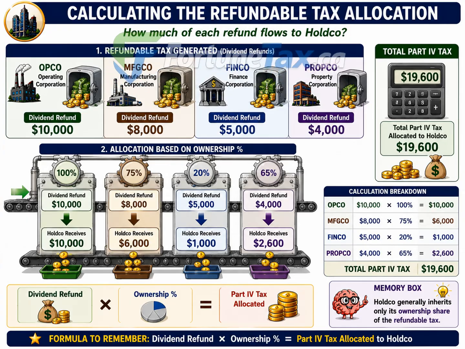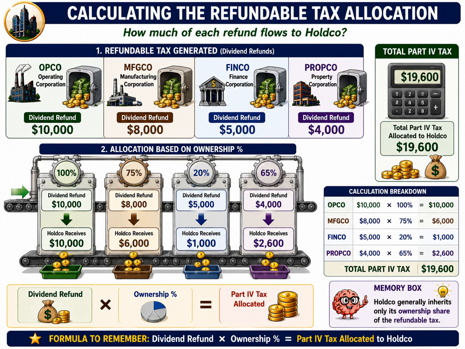If every corporation were 100% owned, Holdco would simply inherit the entire refundable tax amount from each company. But that's not the situation here. Each corporation has a different ownership percentage. As a result, Holdco generally inherits only its ownership share of the refundable tax benefit. Let's calculate each allocation, starting with OpCo. Holdco owns 100% of OpCo, so Holdco receives 100% of the $10,000 dividend refund. That gives Holdco $10,000 of allocated Part 4 tax.